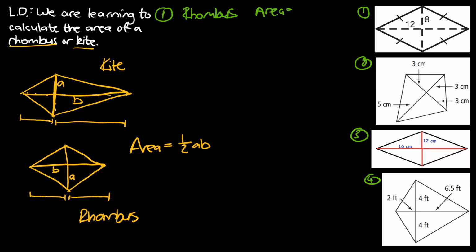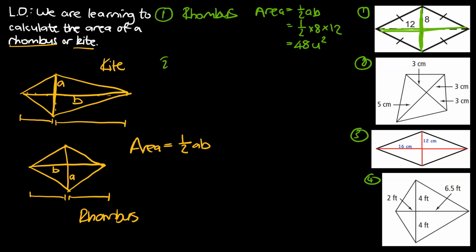So the area is equal to 1/2 of A times B. So A would be how much it is up and down, which is 8. So that's going to be 1/2 times 8. And then B is how much it goes across, which in our case will be 12. And then we can just put that in our calculator. So we've got 0.5 times 8 times 12. That gets us to 48. And I'm not sure what units these are, so I'm going to write units squared. So that's the first one done.